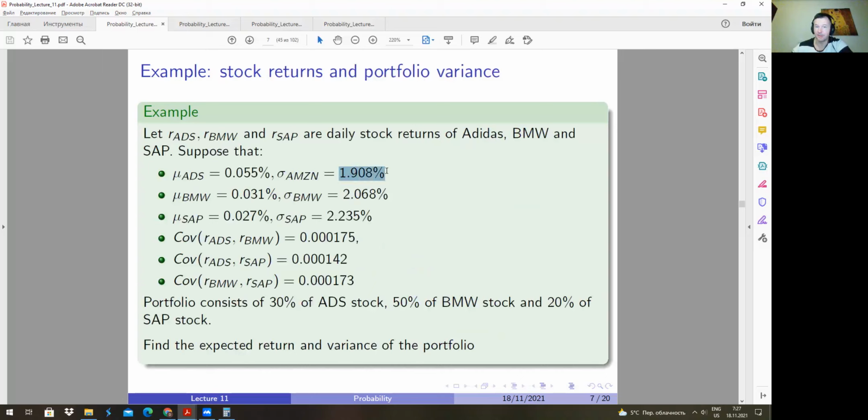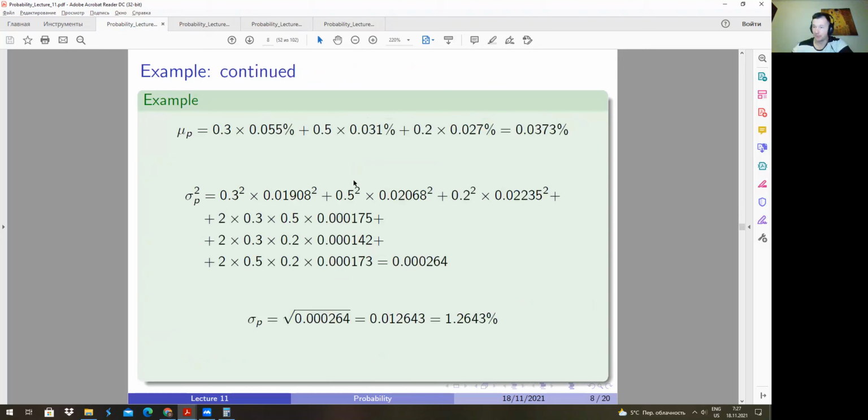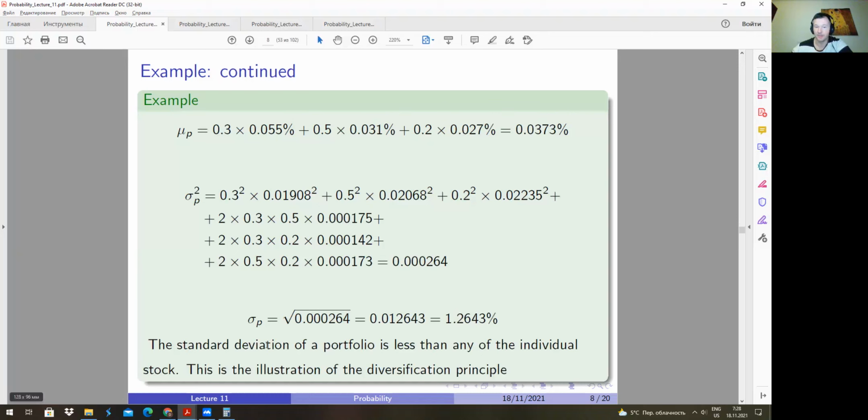Let's compare this with the uncertainty regarding each individual stock. Look, the uncertainty about Adidas is 1.9, which is the lowest out of all the other stocks. But by combining your stocks in the portfolio, you significantly reduce this uncertainty, because the standard deviation now is much, much lower than any of the individual stocks. Yes, your return is also kind of lower, but your return is above these two stocks, while your risk is much lower. So the standard deviation of a portfolio is much less than any of the individual stocks, and this is the illustration of the diversification principle.